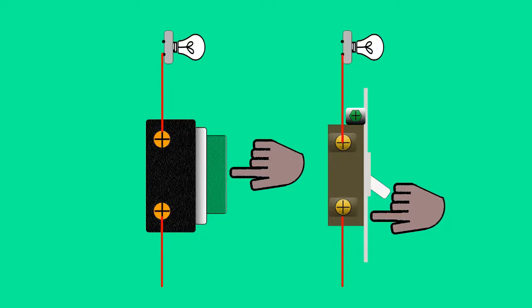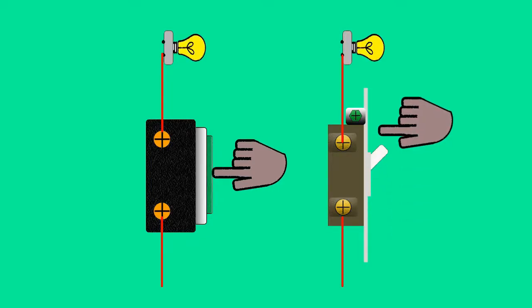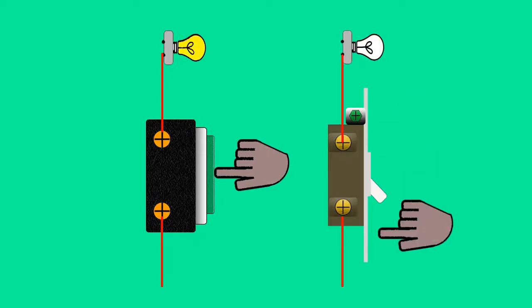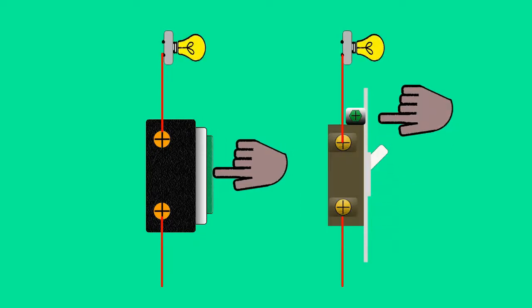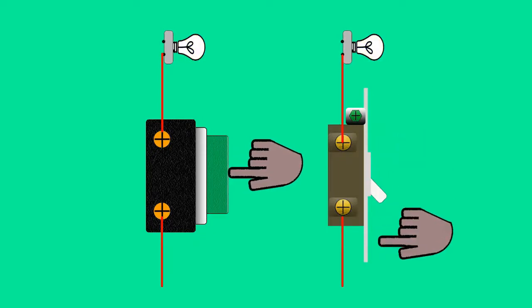Switches and push buttons are common components that control circuits. Switches and push buttons are placed in circuits to control current flow in the circuit. Although both control circuits, switches and push buttons are used for different purposes. Let's examine the differences between the two.